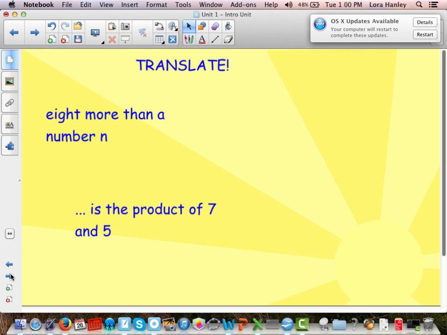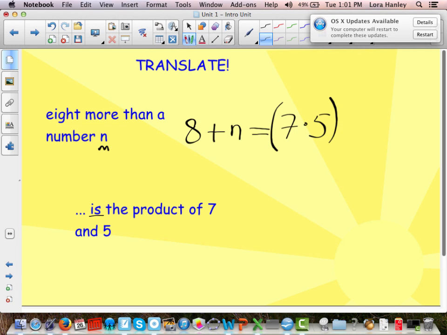Here we have 8 more than a number n, so in this scenario they're telling us what variable to use. So 8 plus n is the product of, is our equal sign. Product means multiply, product of 5, 7, and 5. Here I could use parentheses around the product, but they're not necessary because there's nothing else happening on that side.